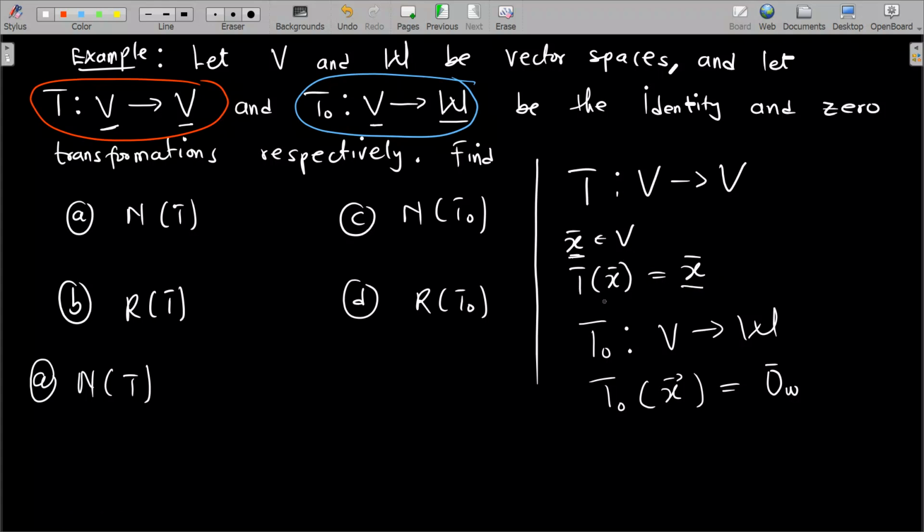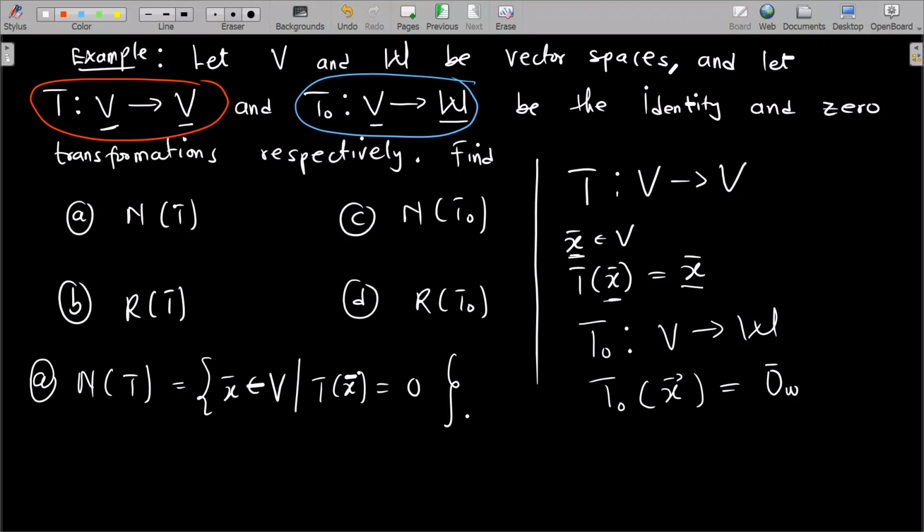When it acts on an element or a vector X in V, it gives you the same X. And the question is, what are some of the vectors in V that this transformation sends to 0? So this is equal to all X in V such that the transformation of this X is going to give us 0. And what are some of the X's that will happen this way, or that will give us this definition?